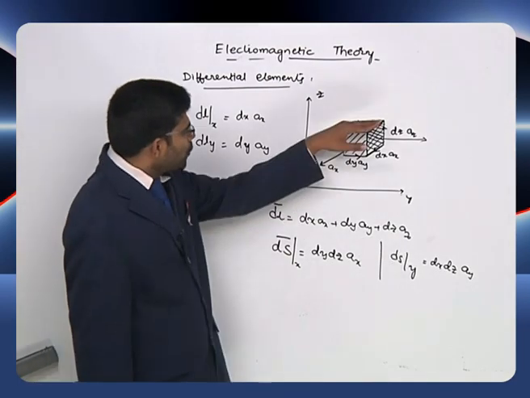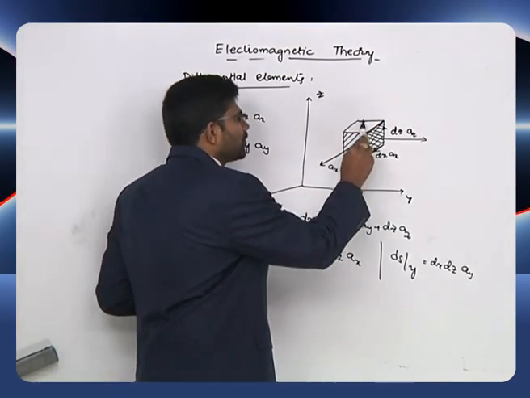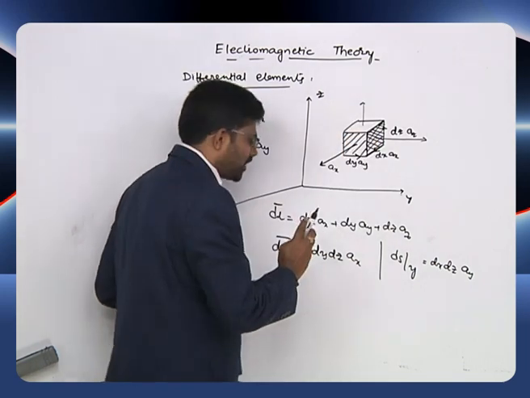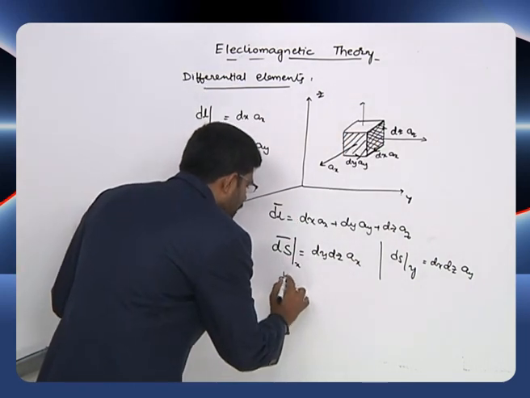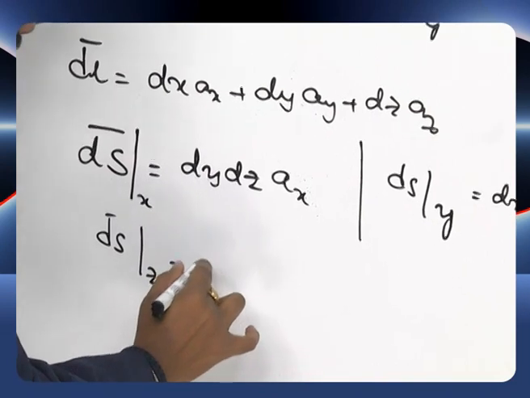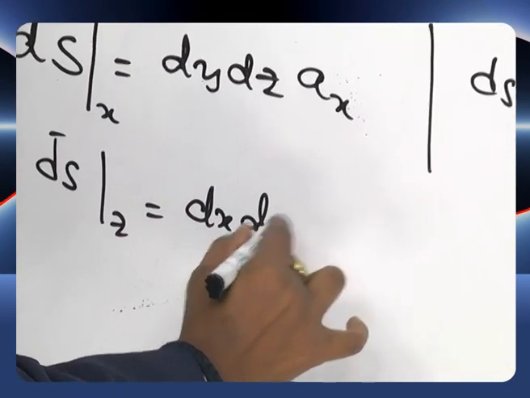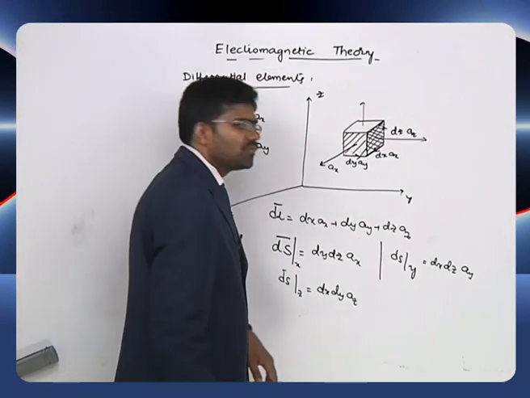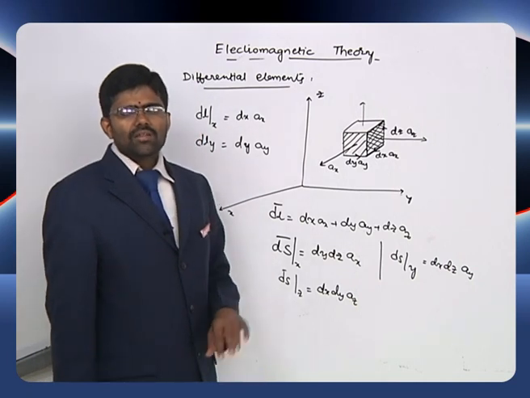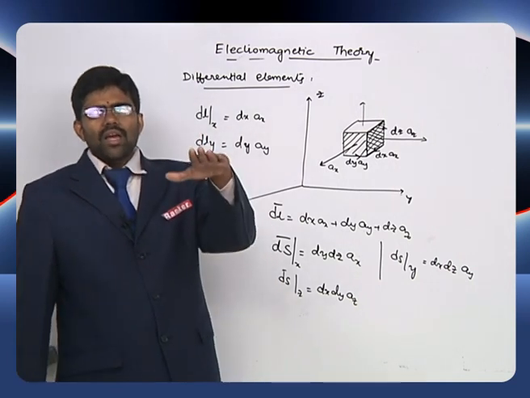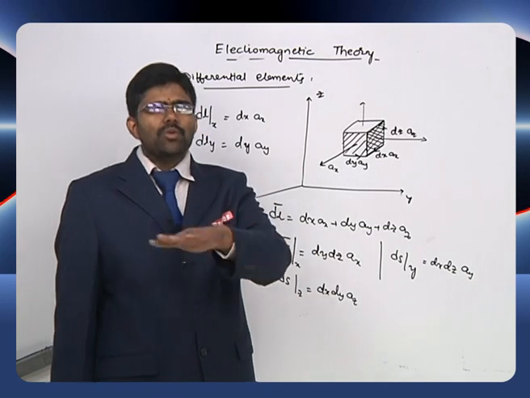In the same way, if you take the top, the direction of this differential surface is in the direction of z. So the differential surface can be written in the direction of z as dx dy az. Right?